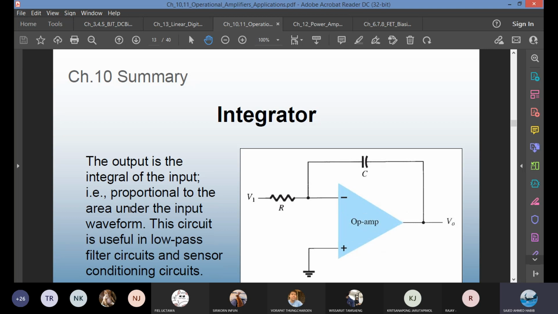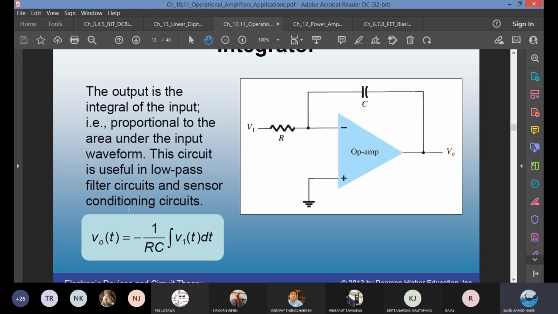Then we have the integrator. If you have RC, R the first element, C the second element, you have an integrator operation. Output is minus 1 over RC integral of your input voltage. This is useful in a low pass filter, sometimes called a Butterworth filter. The high frequency noise will be cut out using the low pass filter. If you have an environment with a lot of noise, normally the noise means a lot of vibration, which is high frequency, and it is better to use the low pass.